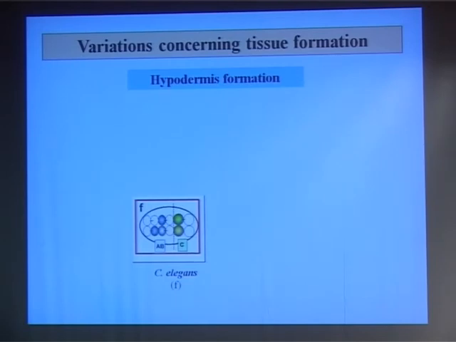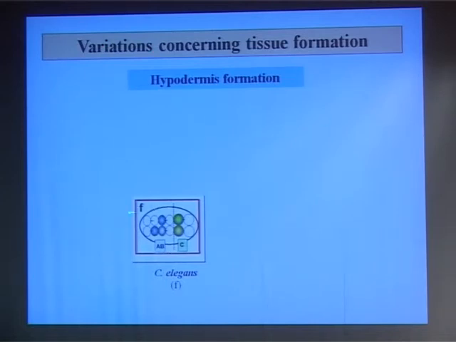All right, now I want to introduce you a case of tissue formation. In C. elegans, usually tissues are formed from different lineages. They contribute lineages to generate different types of cells. And for instance, the nervous system is coming from different lineages, or the pharynx is made from different lineages, and also the hypodermis, which I choose here as an example, is coming from two different lineages.